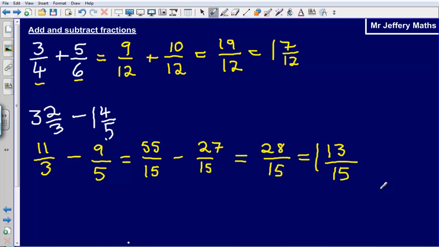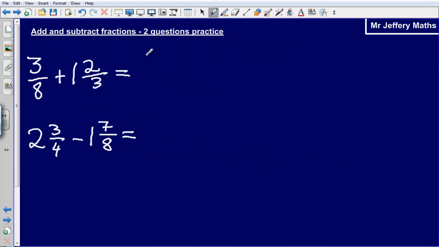Hopefully I've explained that, and that's refreshing your memory if you had forgotten how to do these. What I suggest you do is that you pause the video now, have a go at these two examples here, and then take a look at the answers.